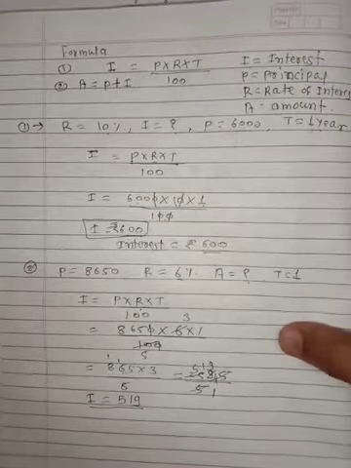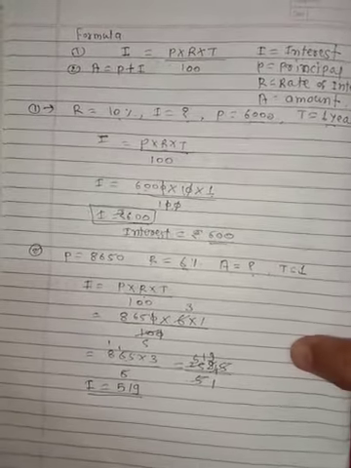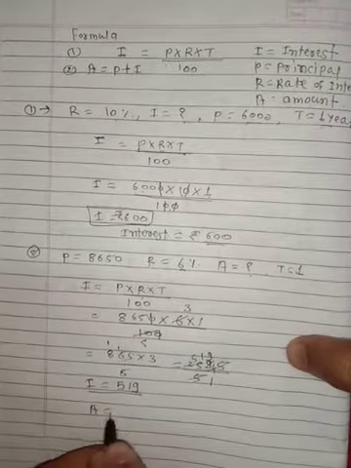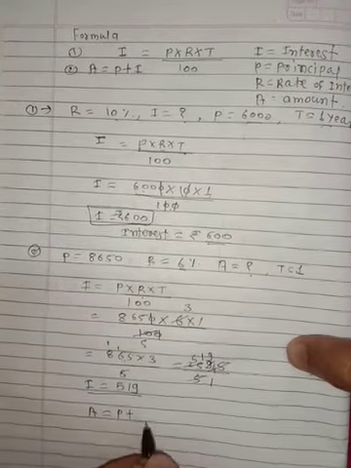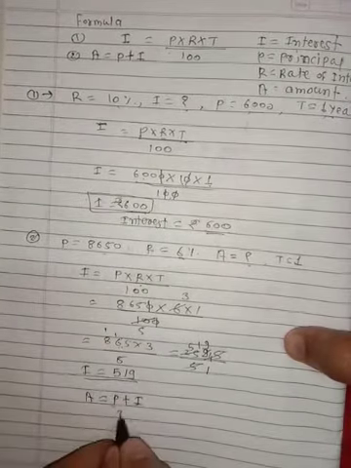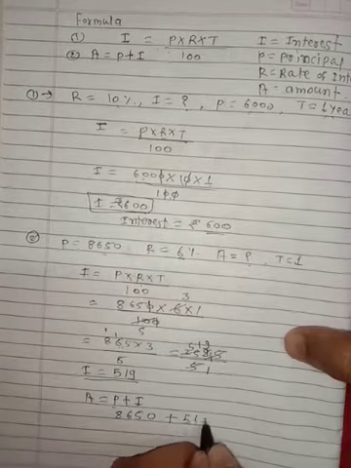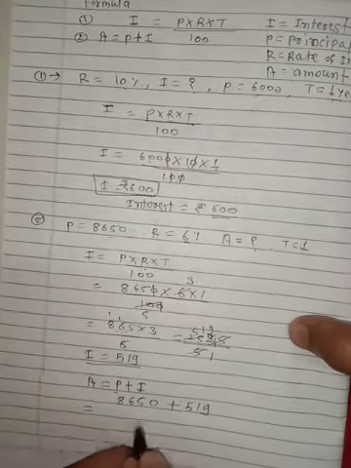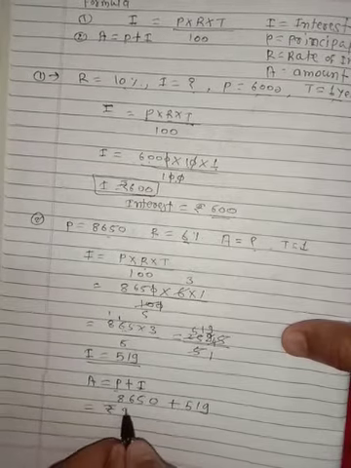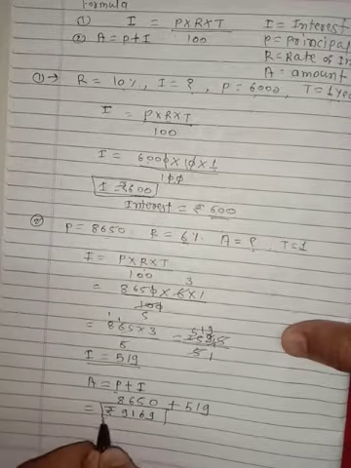Now let's find out the amount. What is the formula of amount? Amount equals principal plus interest. Principal is 8,650 plus interest is 590. So the total of this is rupees 9,169. So this is the answer.